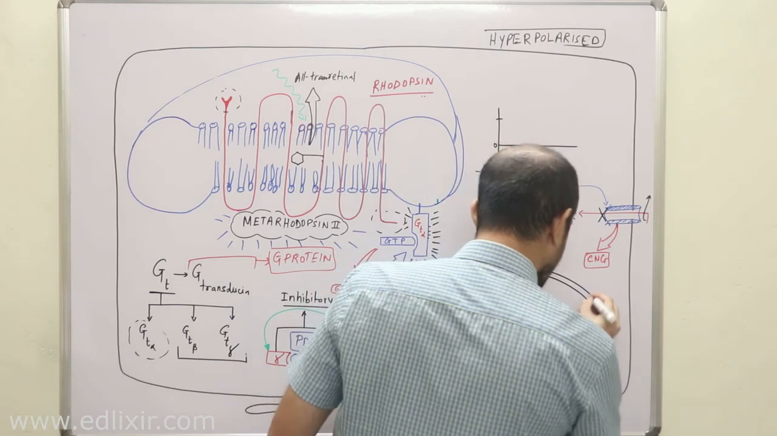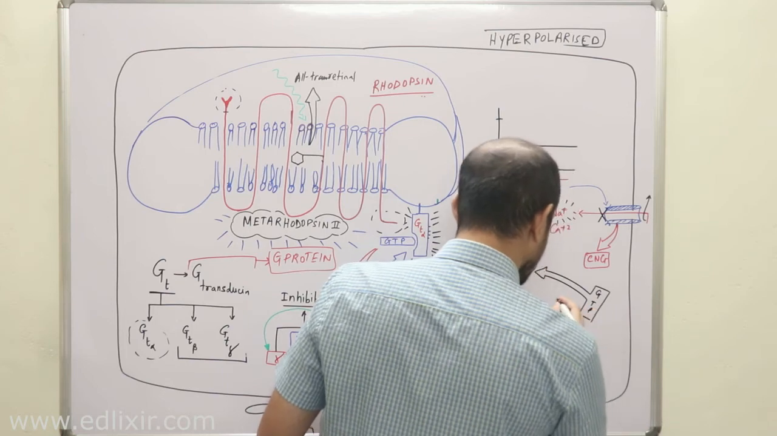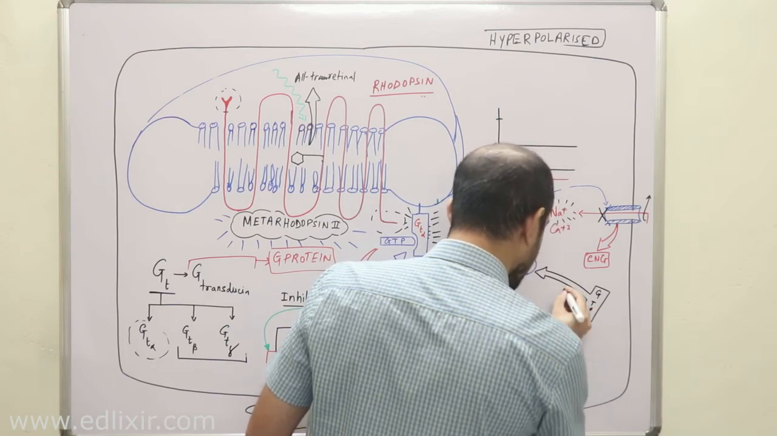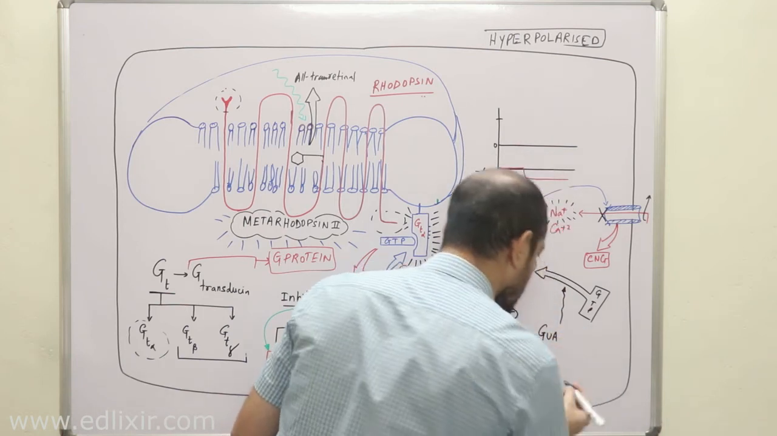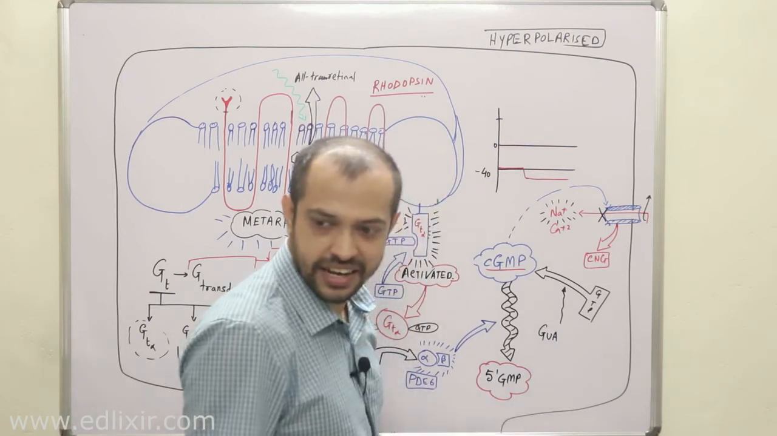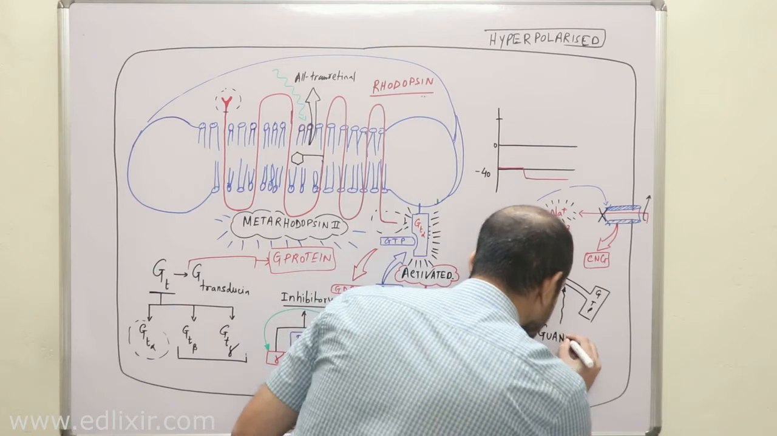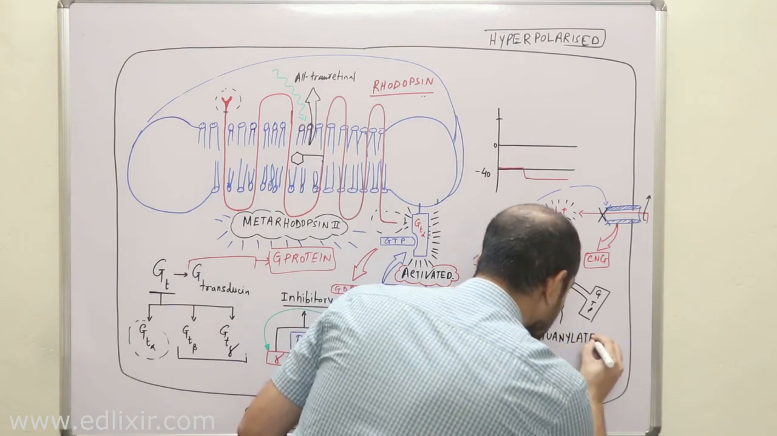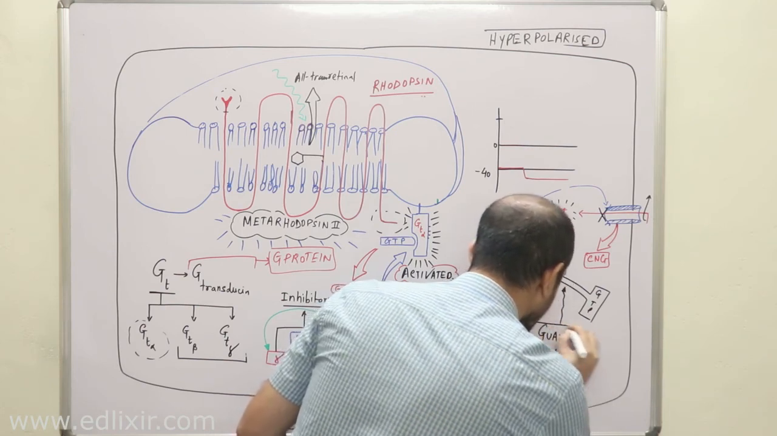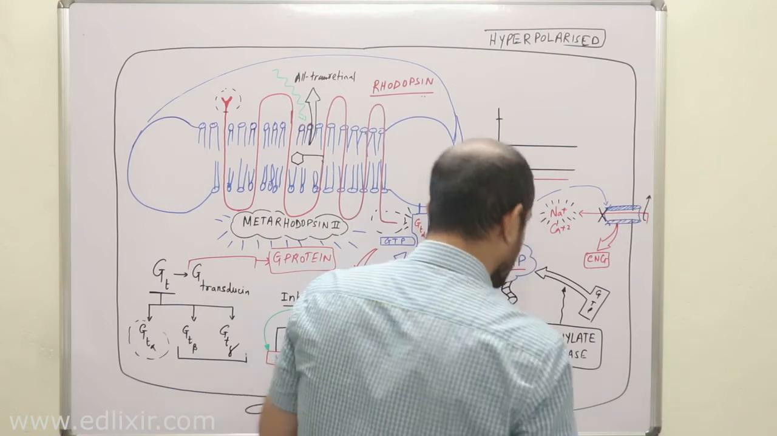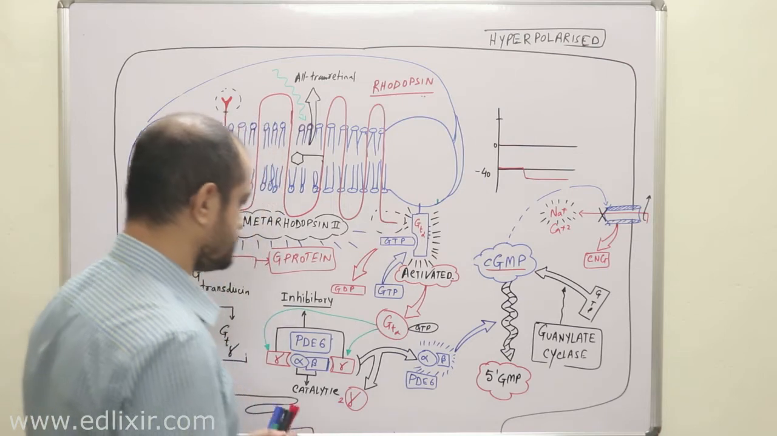This cyclic GMP is produced from GTP with the help of an enzyme called guanylate cyclase or guanylyl cyclase. Like adenylyl cyclase converts ATP into cyclic AMP, guanylate cyclase, or guanylyl cyclase, will convert GTP into cyclic GMP. Clear?